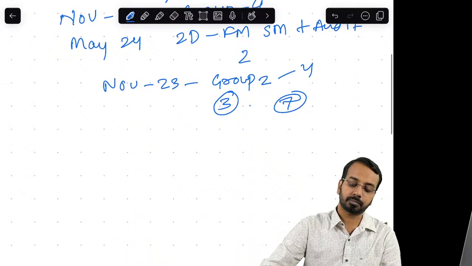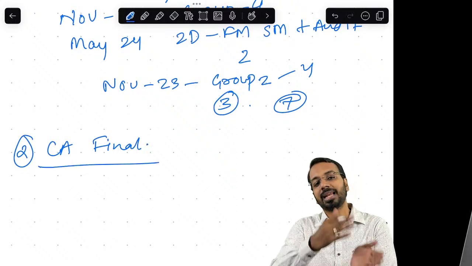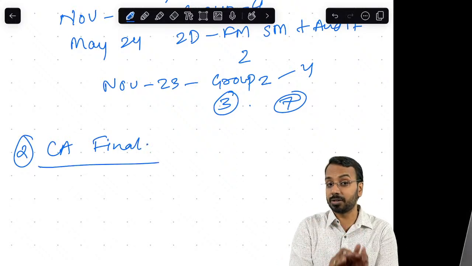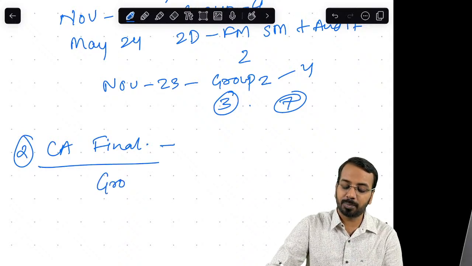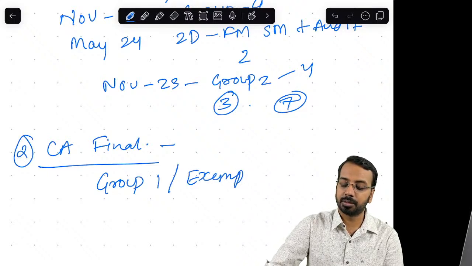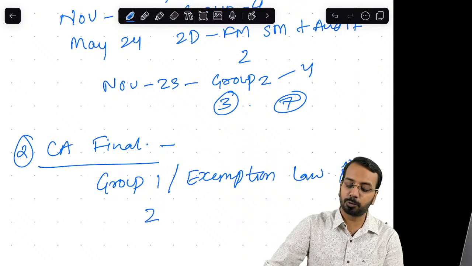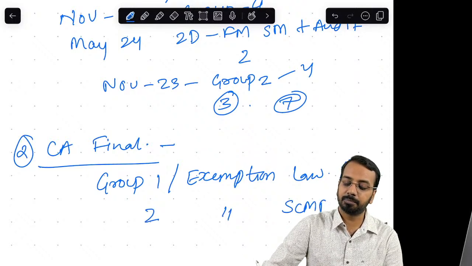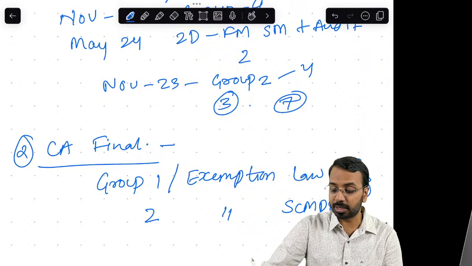Then for students who are coming from CA final, which means C and D are anyways exempted. If you have already registered for CA final earlier, that means C and D are exempted. And if you have already passed group 1 or you have exemption in law, then set A is not applicable, only set B is applicable. Same way, group 2, exemption in SCMPE, B is not applicable, only A is applicable.